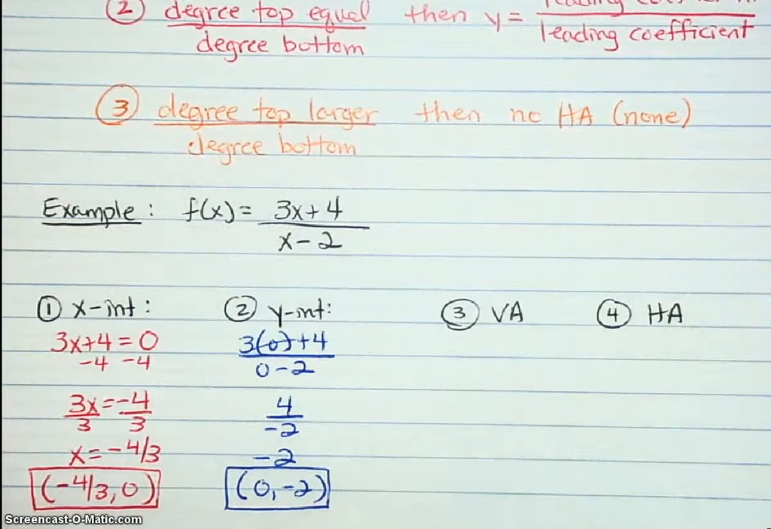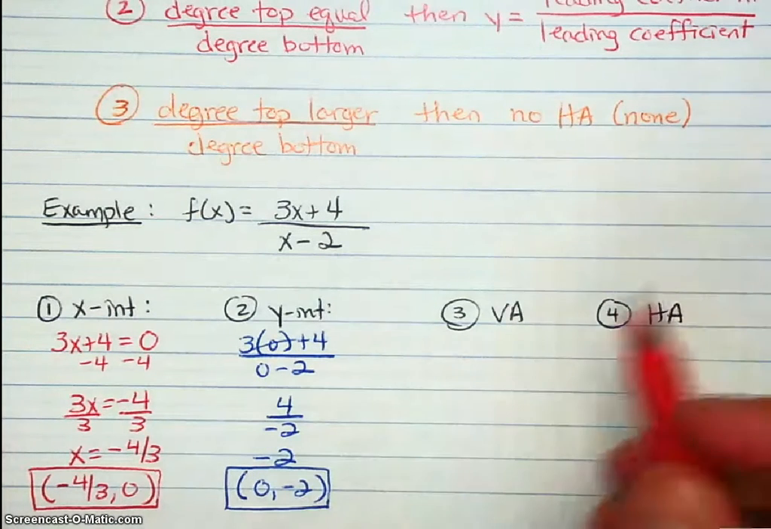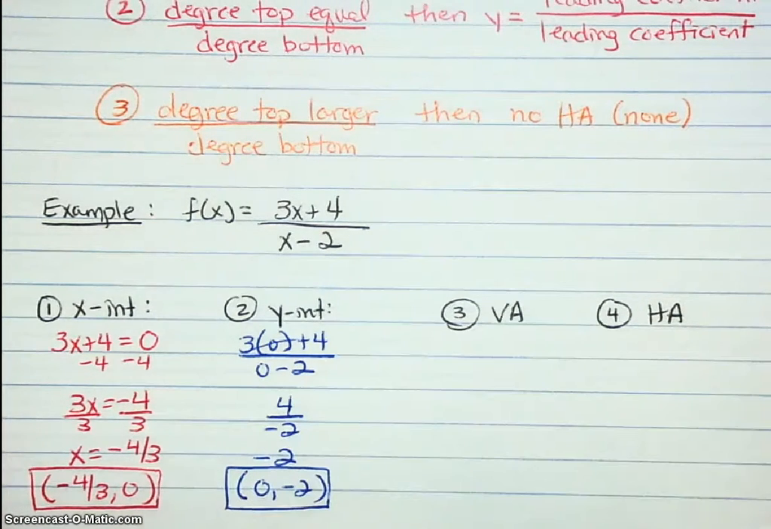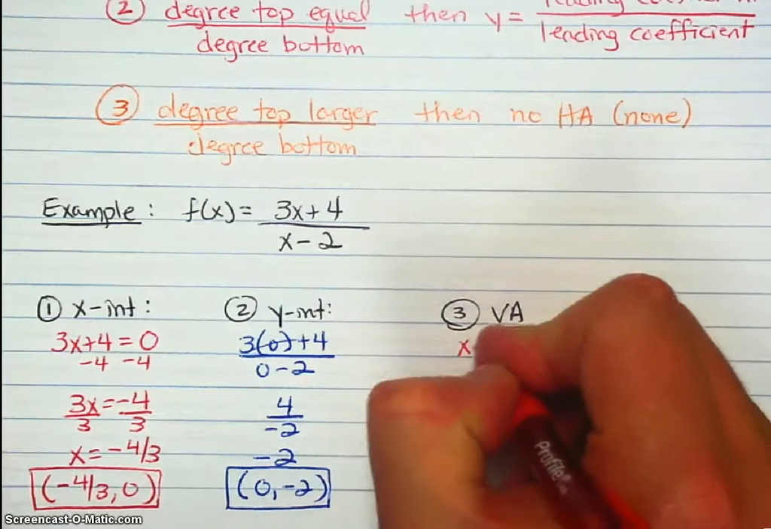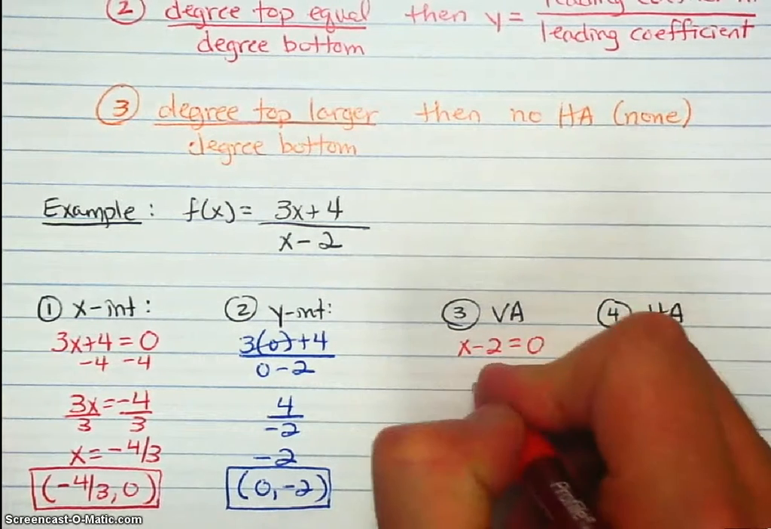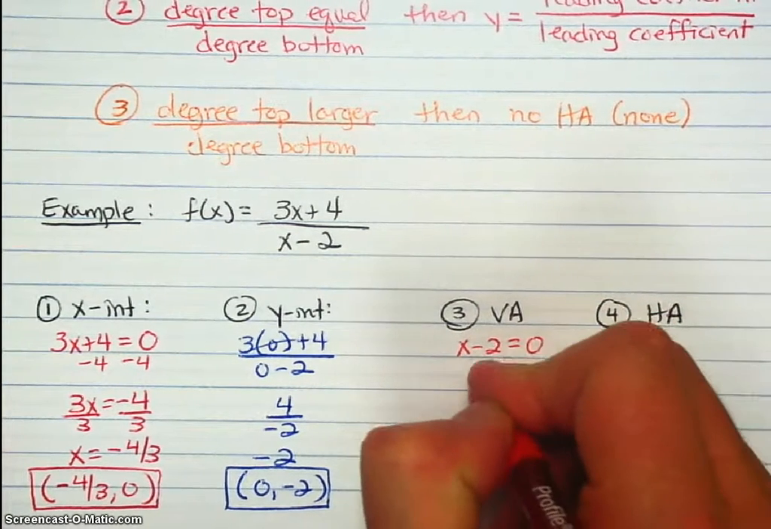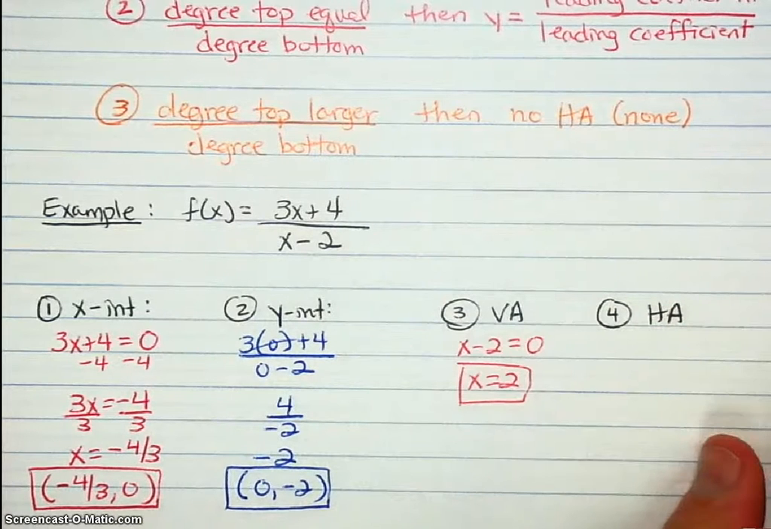For the vertical asymptote, we're going to set the denominator equal to 0. So that's an easy one here. We just take x minus 2, set it equal to 0, and we get x equals 2. That's my vertical asymptote, and I'll show you how to put that on the graph tomorrow.